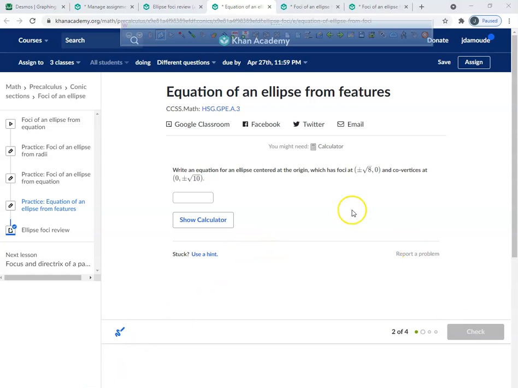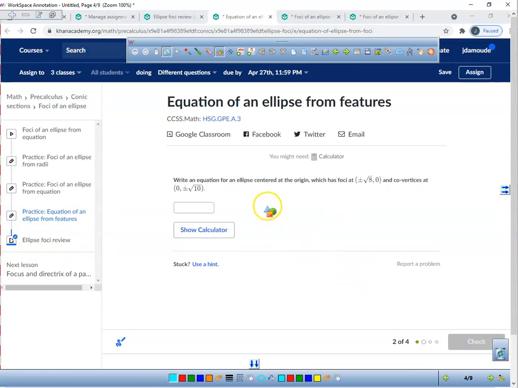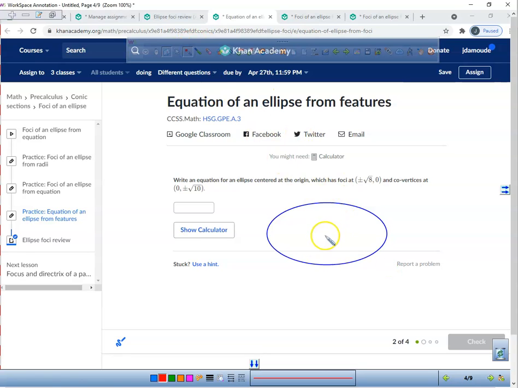Okay. All right, this one's a little bit trickier. All right, it says we're still centered at the origin, but it says the foci are plus or minus the square root of 8, comma 0, and its co-vertices are 0 plus or minus the square root of 10. Okay, so here's what we're going to do. I'm just going to draw the ellipse as best I can. I'll change colors. It's just too bright. Here. There's my ellipse. Where's the center once again? It's at 0, 0.